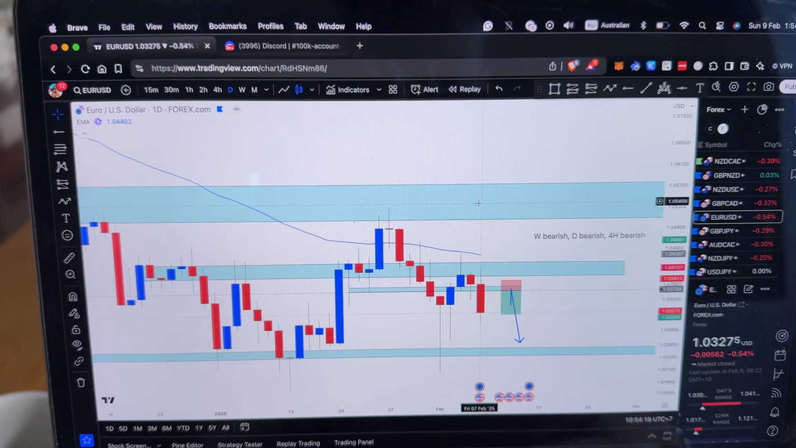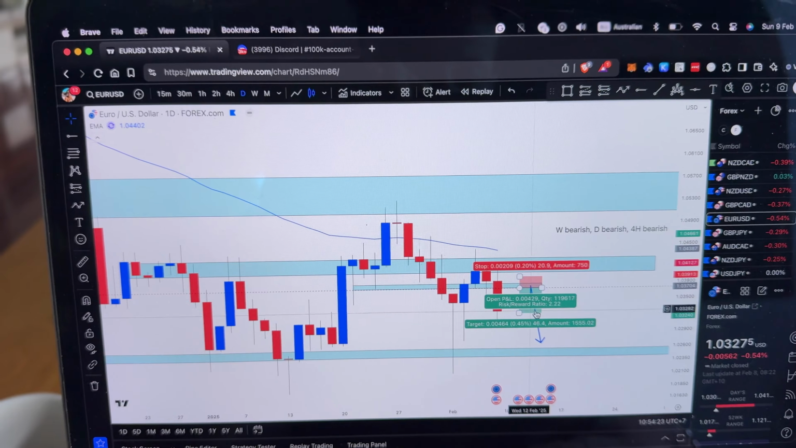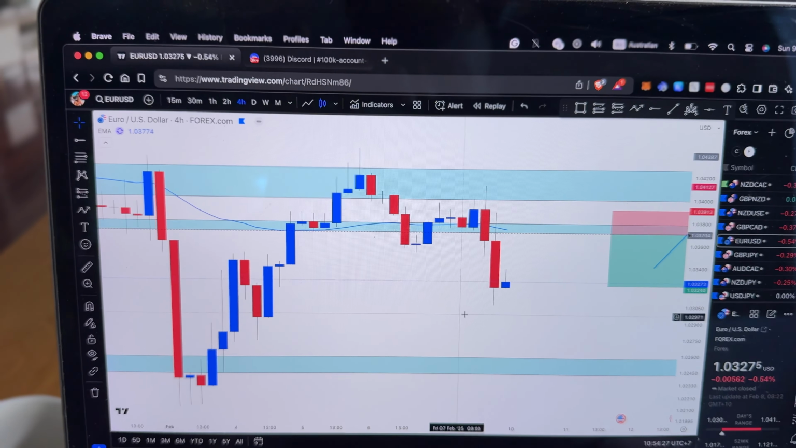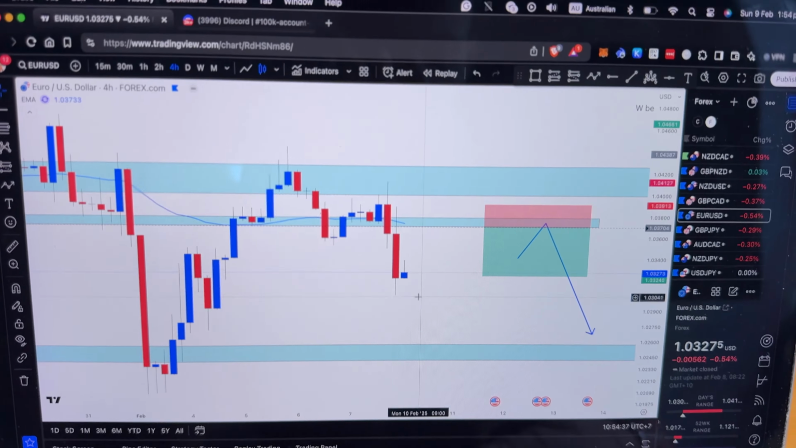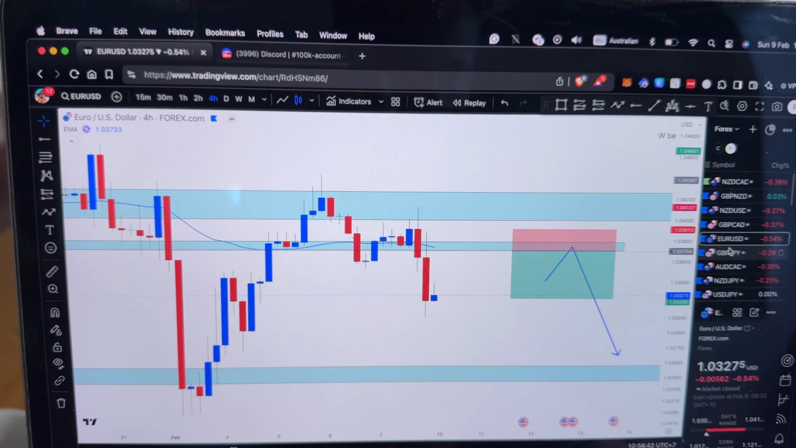Euro USD, basically the same thing as NZD USD, waiting for the retest and then sell. I could already have entered this trade on Friday, but considering it was Friday, and if you've been trading for some time, you know some weird things happen on Friday, so I didn't want to enter. But what I'm waiting for, again, is the retest and then sell.